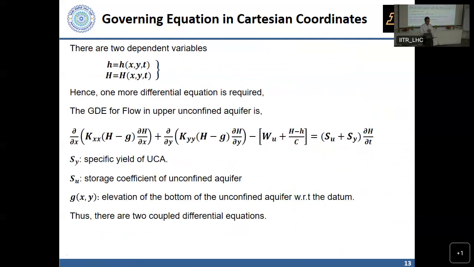But this begins to give you an idea of how we try to set up the governing equations that one would have to work with for confined and unconfined aquifers, if you have leakage, if you have recharge, if you have water being withdrawn, and so on. Any questions?